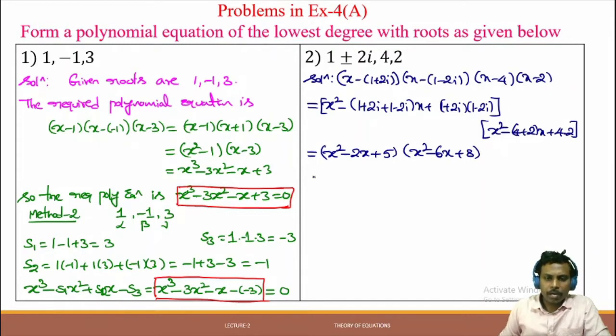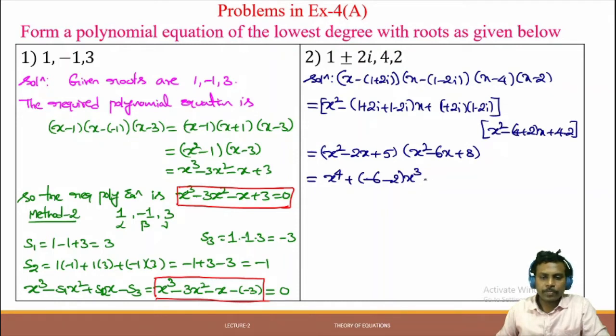Okay, now we have to expand it. So this is equal to x to the power 4. Now let us find out the coefficient of x cube. So how do we get x cube? This x square gets multiplied with x. So x square into minus 6. So this is minus 6. Next x gets multiplied with x square. So this becomes minus 2 into x cube. So these are the only possible two terms.